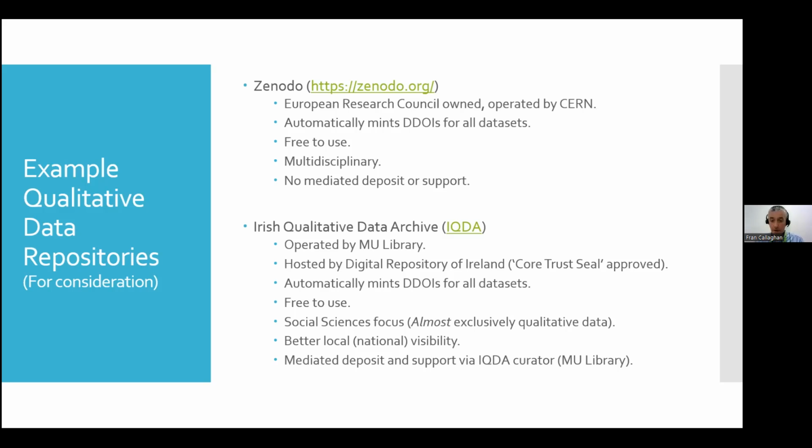The first one is Zenodo. Zenodo is owned by the European Research Council and operated by CERN. So the people who are obsessed with building ever-increasing circles underneath Switzerland. They run Zenodo on behalf of the European Union. It automatically mints data DOIs for all data sets, which is brilliant. You don't have to worry about how am I going to get a data DOI. You upload your data set into Zenodo and it will automatically be assigned a data DOI.